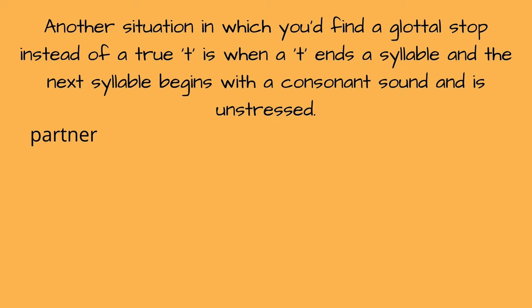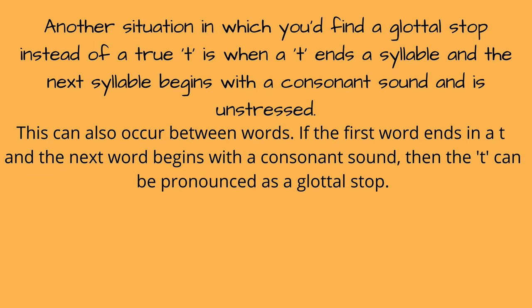The next situation in which you'd find a glottal stop instead of a fully aspirated T, a true T, is when a T ends a syllable and the next syllable begins with a consonant and is unstressed. So for instance, partner, settler, Batman, stuntman. And this can also occur between words.